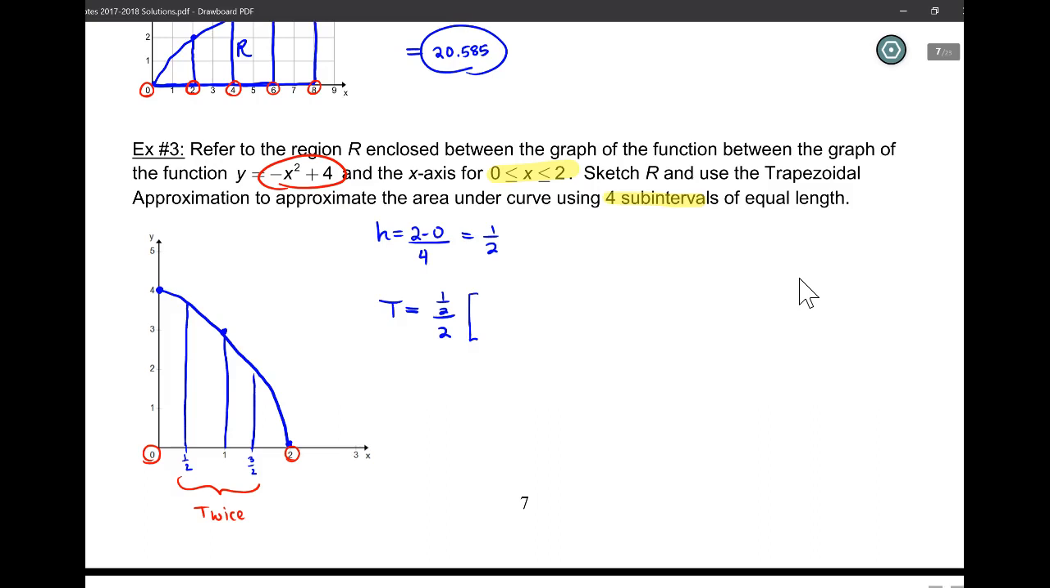Okay, so let's plug in 0. So I have basically negative 0 squared plus 4. And then I'm going to plug in 1/2, and I want to have 2 times negative 1/2 squared plus 4. Plus 2 times negative 1 squared plus 4. Plus 2 times negative 3/2 squared plus 4. And then I'm going to use 2 just one time. So it's going to be negative 2 squared plus 4, which happens to end up being 0. So we add all that up, and we get about 5.25.